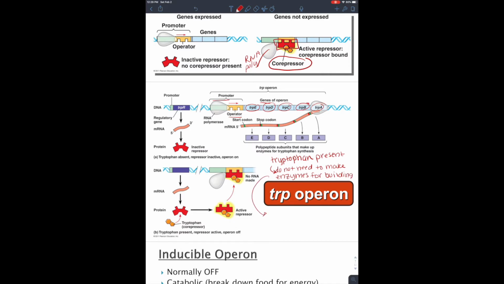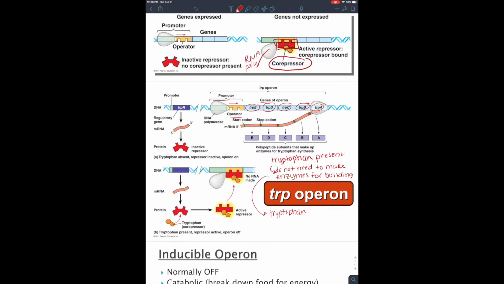Oh, ran out of room. When tryptophan is present, we will switch into that off mode. We will turn into a repressible operon, and I'm not making the individual pieces anymore because I already have the substance present. I don't need more of it. So in the tryptophan operon, we are going to turn off. Tryptophan operon repressible turns off.